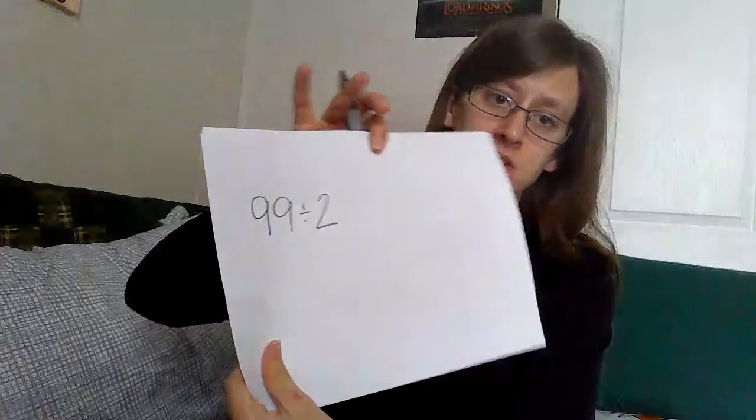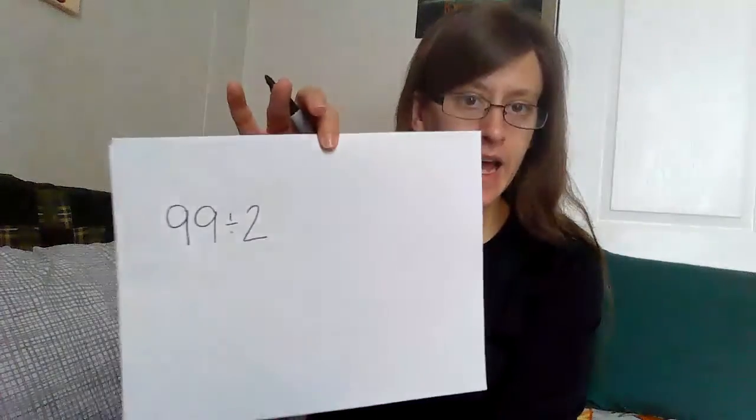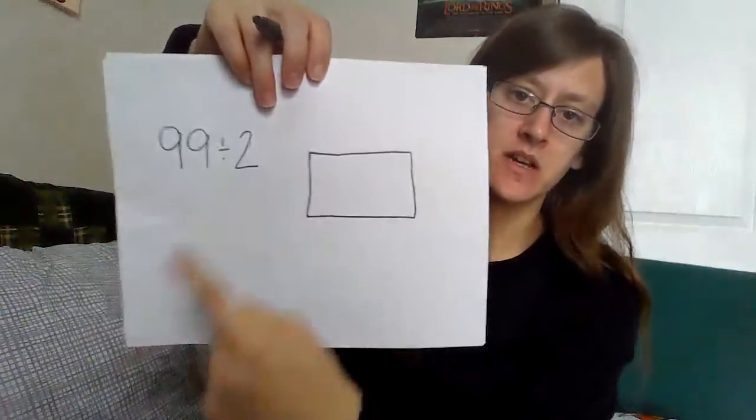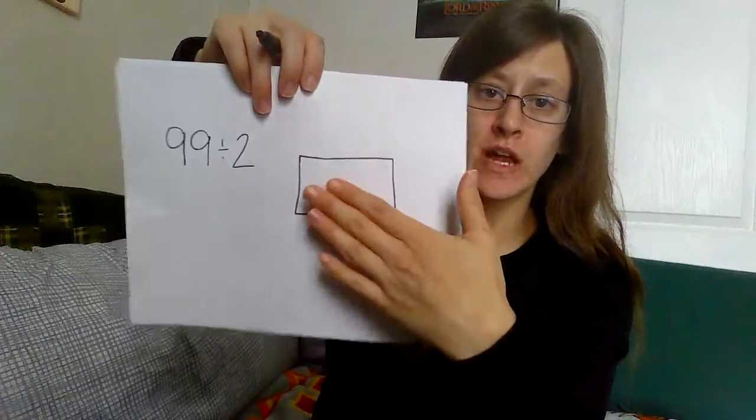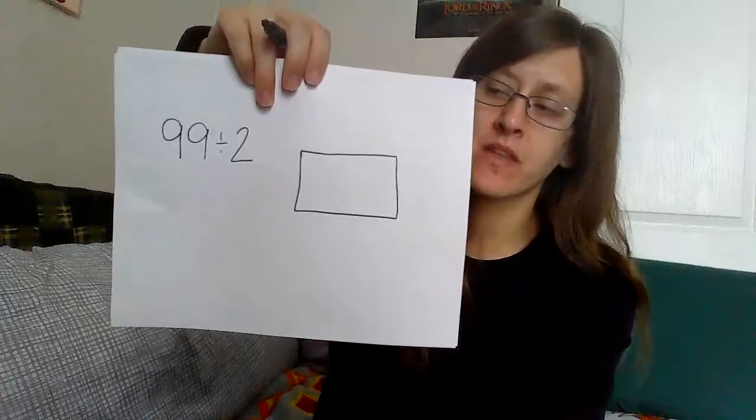Either way. Alright, so we have 99 divided by 2. So you're going to draw your box. Make sure it's a decent sized box because you're going to have your subtraction going on in here also. So make sure you're able to keep this neat and organized.